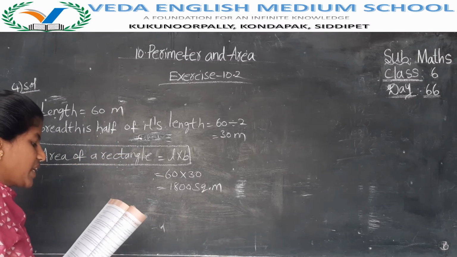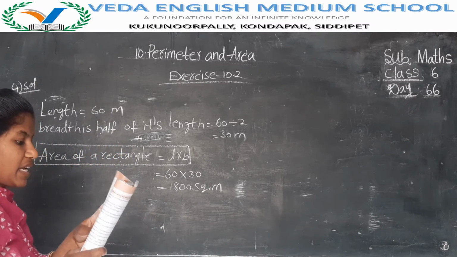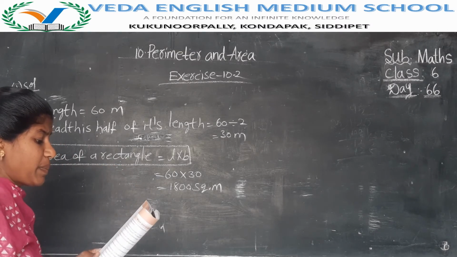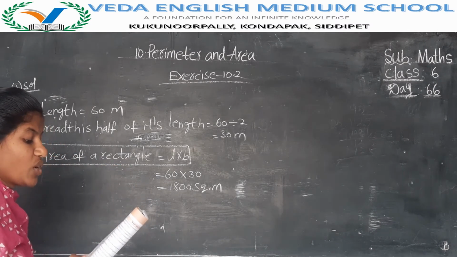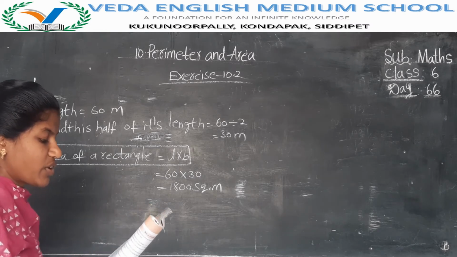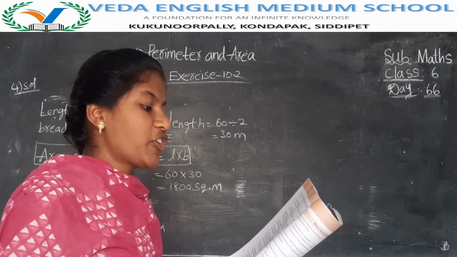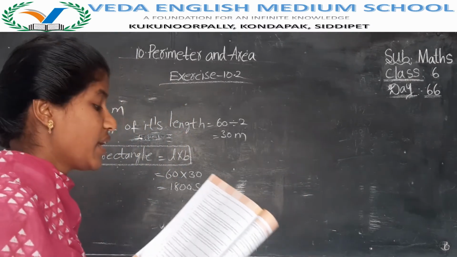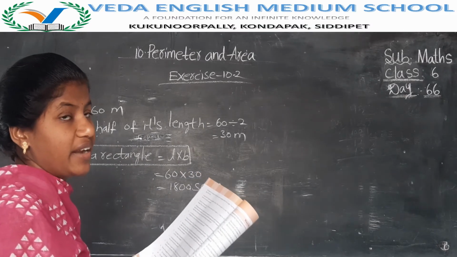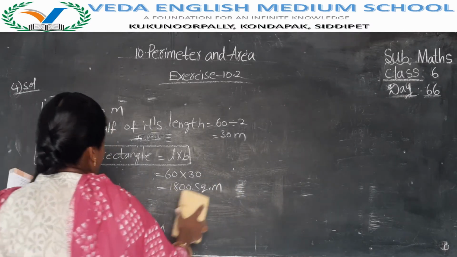Next, fifth solution. A square sheet of paper has a perimeter of 40 meters. What is the length of each side? And also find the area of the square sheet. They have given the perimeter. By using that perimeter, we have to find the side of the square and the area of the square. Both we have to find.